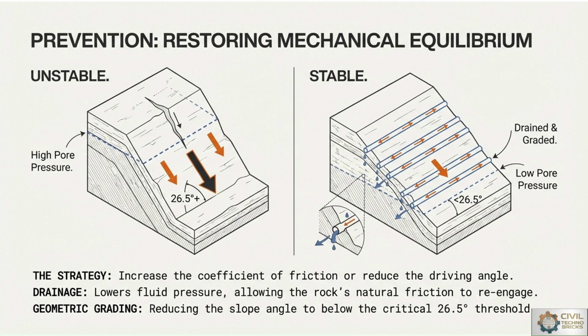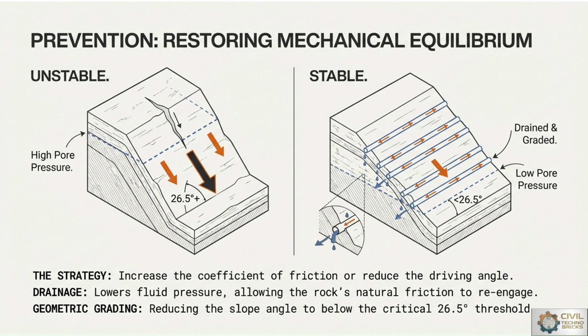Here we have to prevent the hazard, so restoring mechanical equilibrium is the most important concept, where stable and unstable activities are there. What is the strategy behind that? Increase the coefficient of friction or reduce the driving angle. So drainage lowers fluid pressure, allowing the rock's natural friction to re-engage. Now, what is meant by geometric grading?